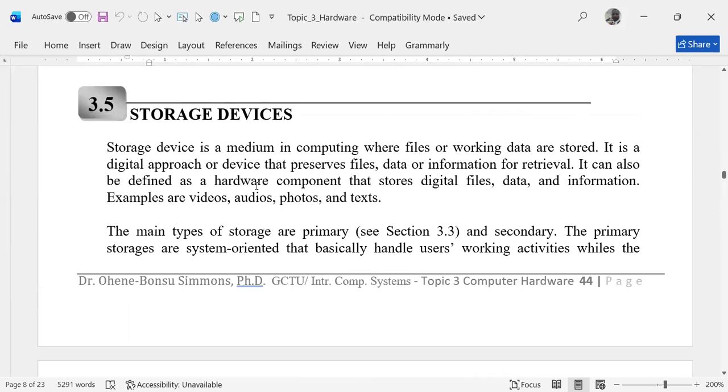Good. Now on the storage device. And this storage device is about secondary storage, user-oriented storage.